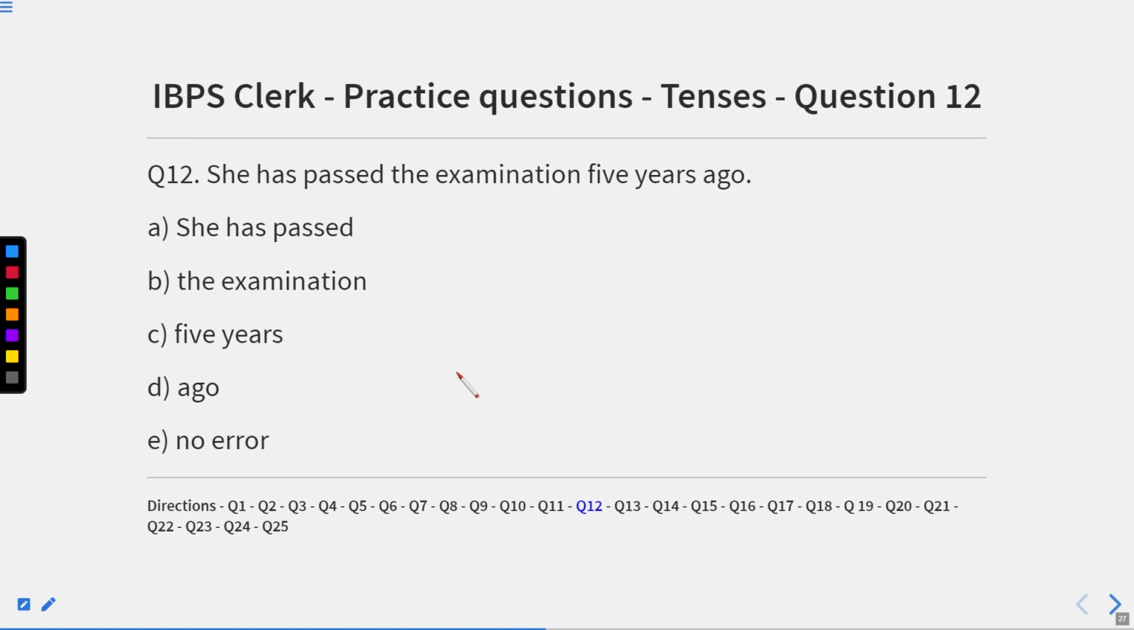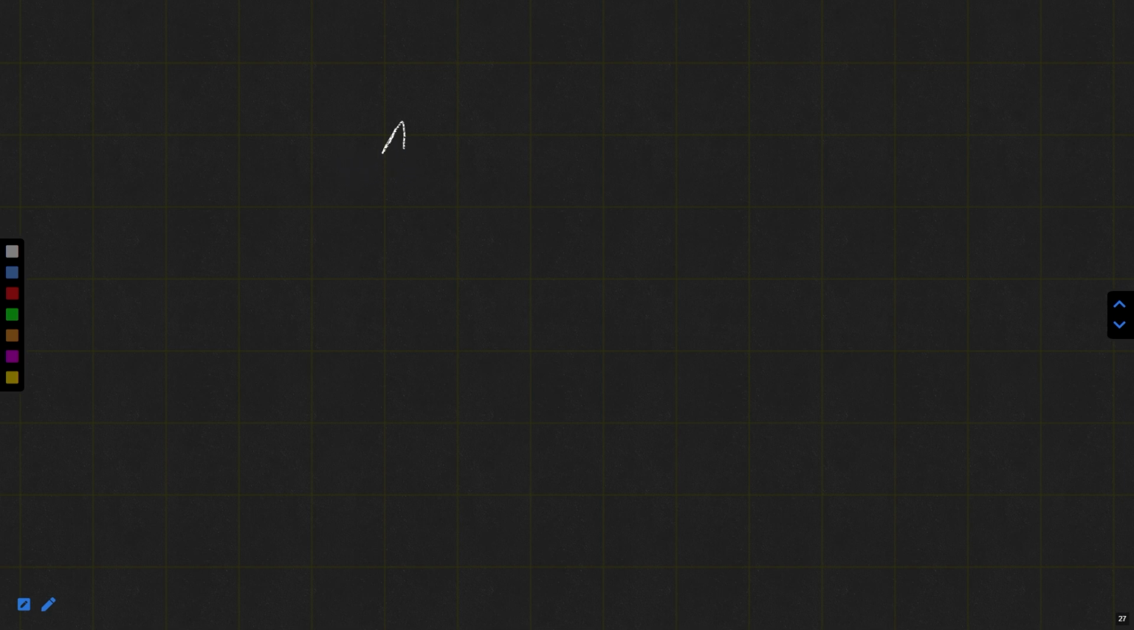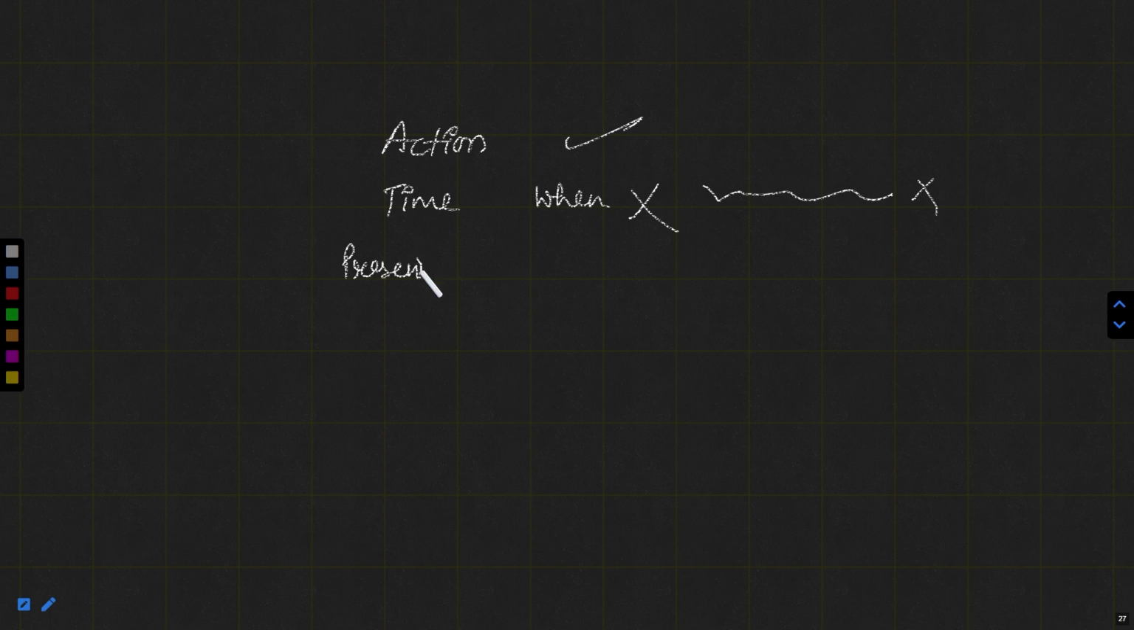She has passed the examination 5 years ago. Now, whenever any action happens, suppose there are two situations. Suppose the action has taken place, it is completed, and we don't know the time. When did it happen? Don't know. Time does not matter. It means the time either does not matter or we don't know about it. If these two are the situations, the sentence will be formed in present perfect tense.